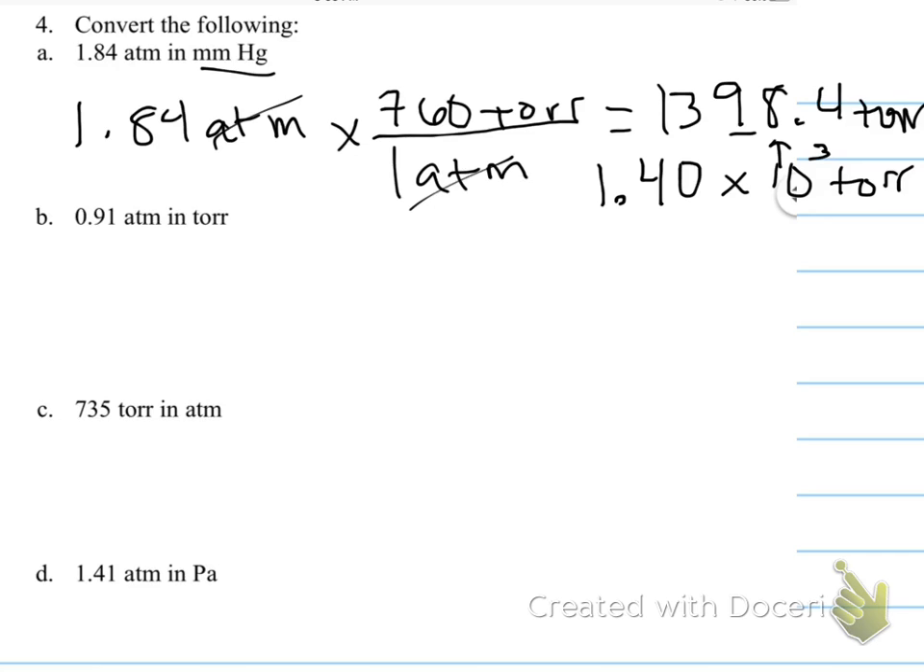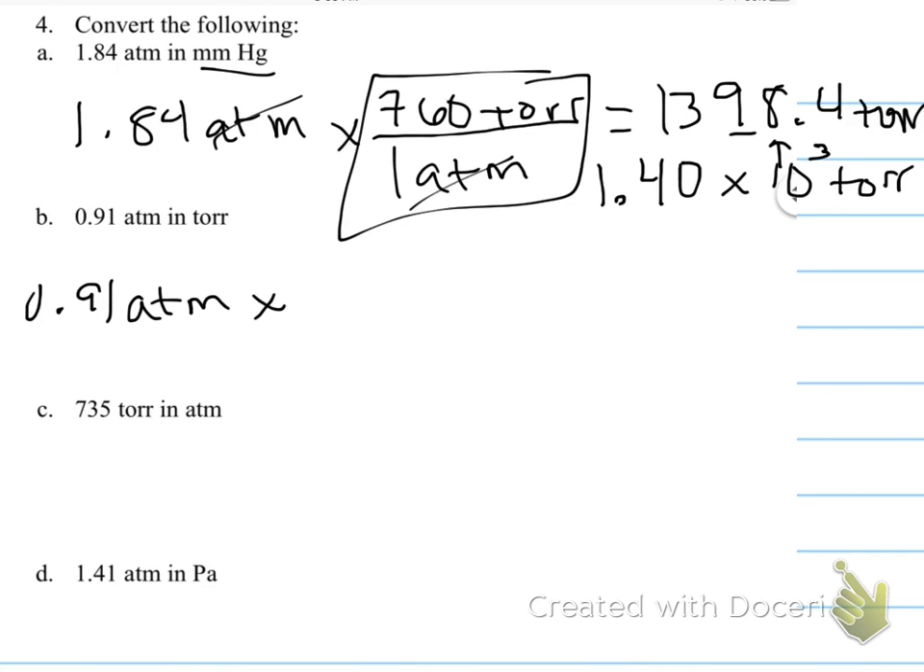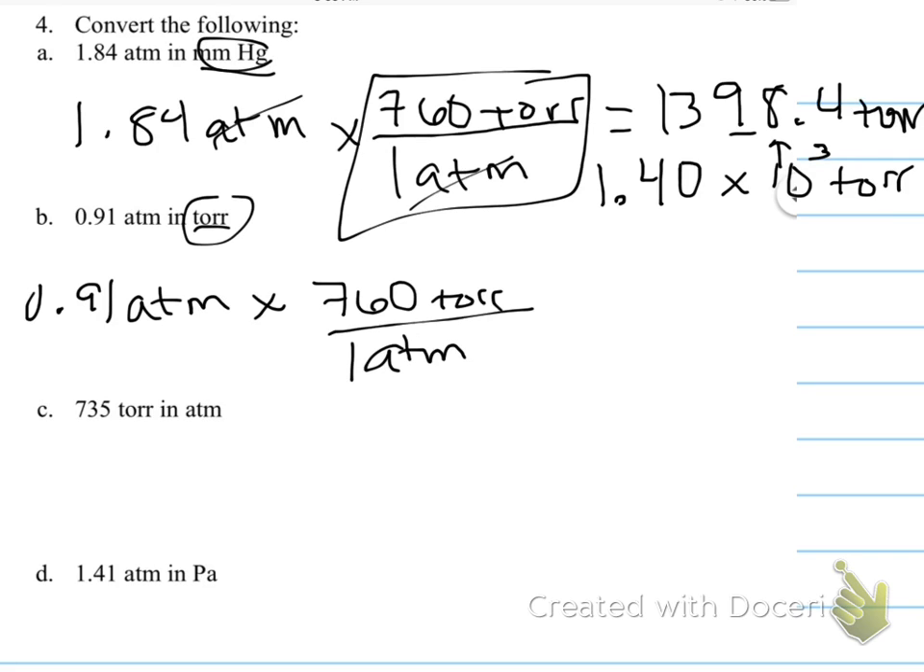Okay. So this relationship is provided to you for the exams, but you need to know how to use it. The same thing here. So 0.91 atmospheres into torr. This should be less than 760 this time, because we're starting off with less than 1 atmosphere. The only difference here is understanding that these two words mean the same thing. So we get 691.6. I only have 2 significant figures, so I guess I'll just write 690.